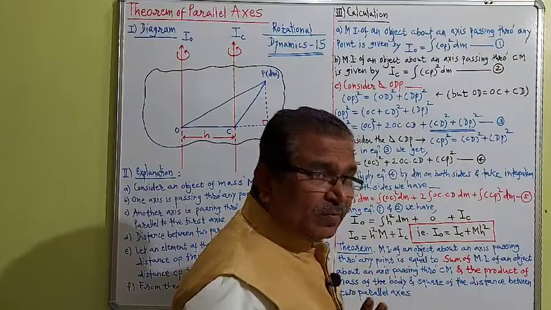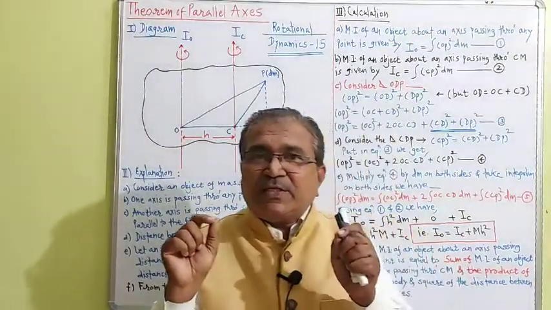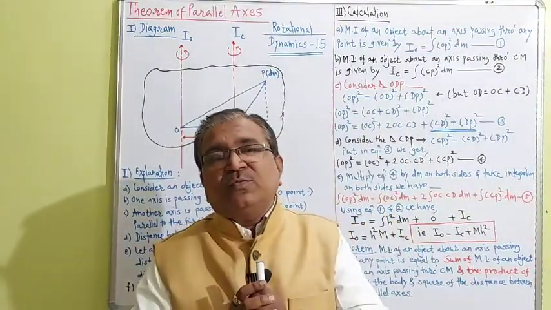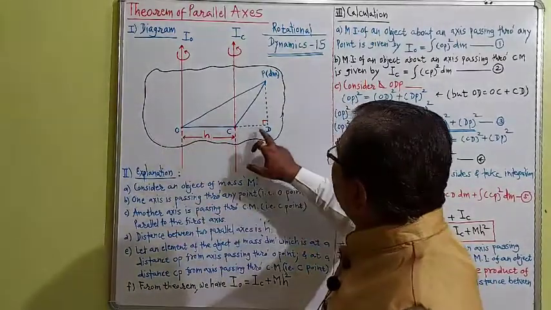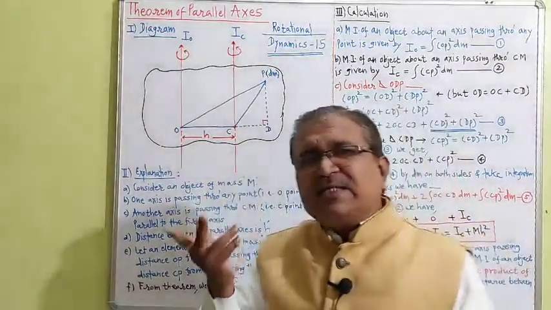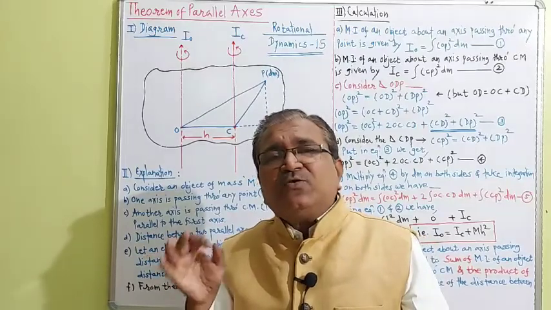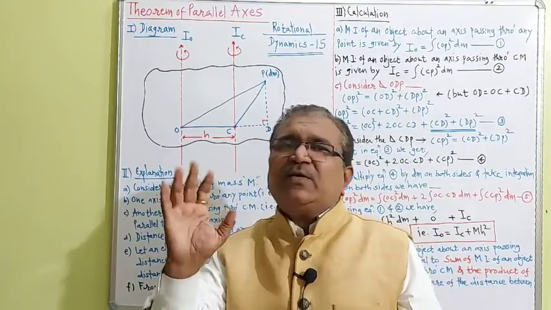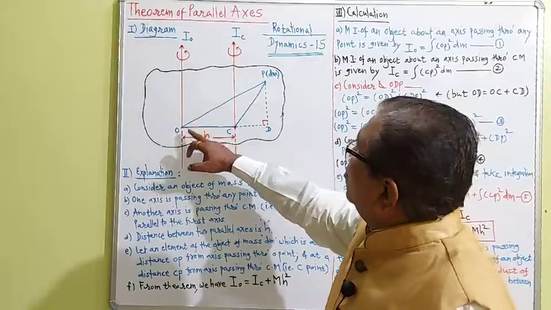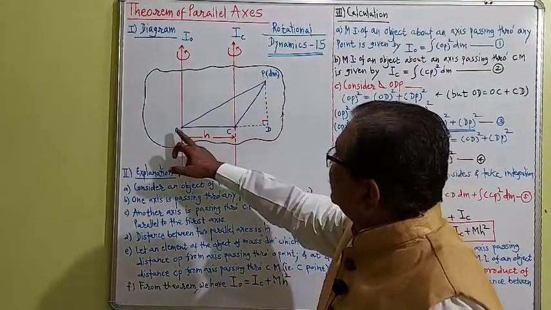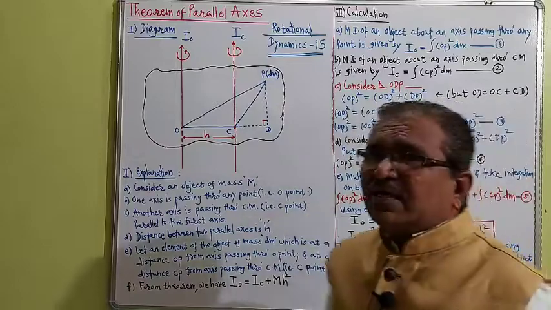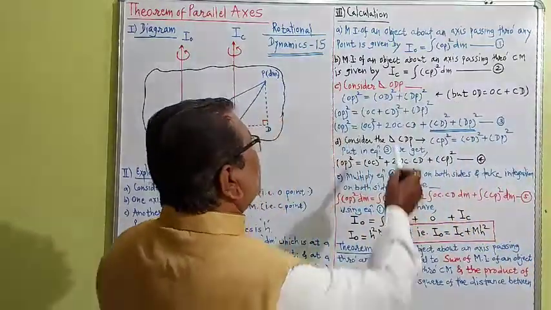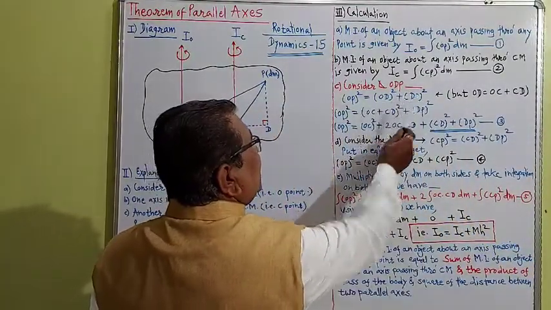This is equation 2. After getting equation 1 and 2, take a triangle. Which triangle will you have to take? ODP. Take this triangle and use the Pythagoras theorem. What do we get? OP square is equal to OD square plus DP square. That I have done here.